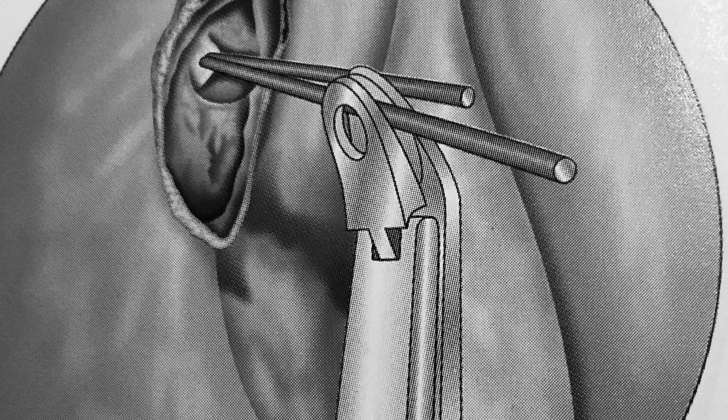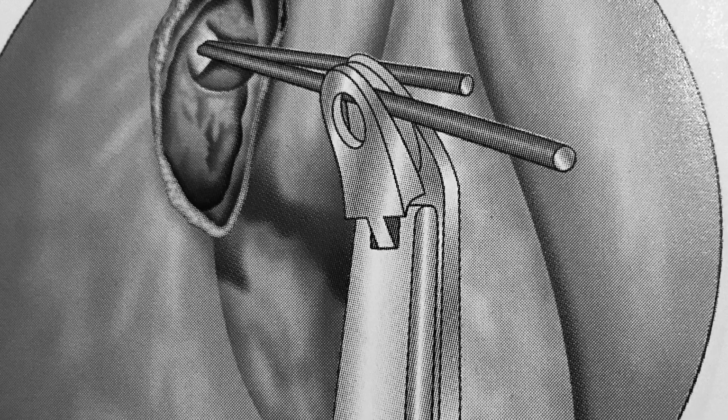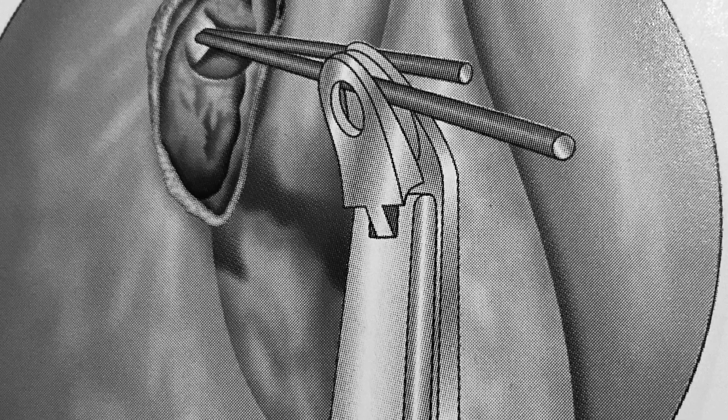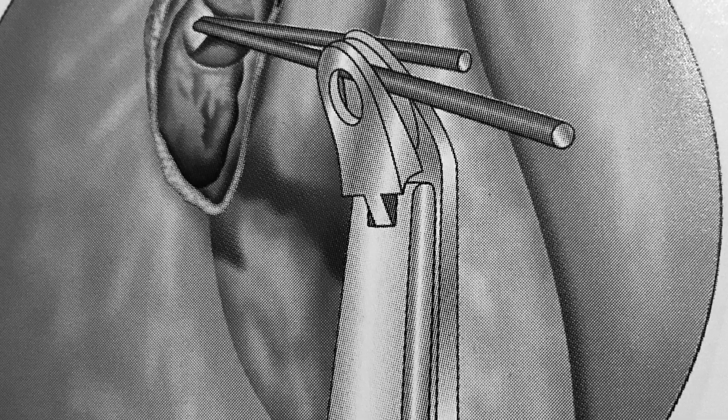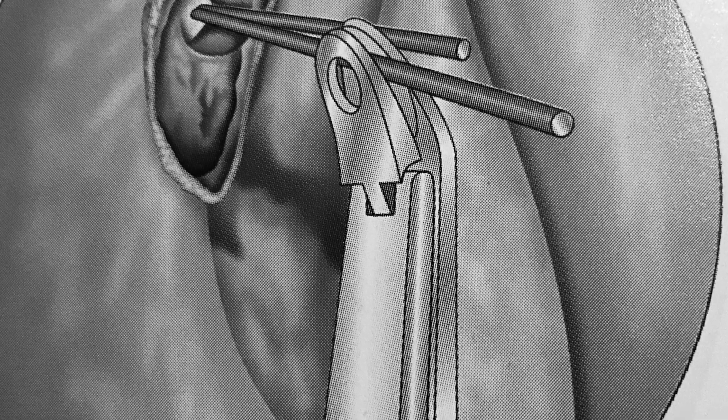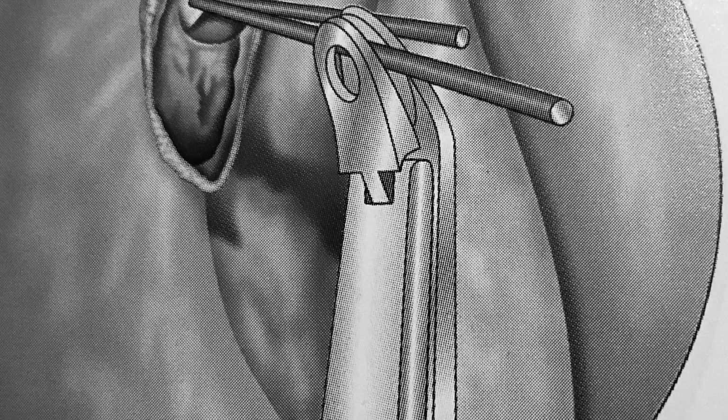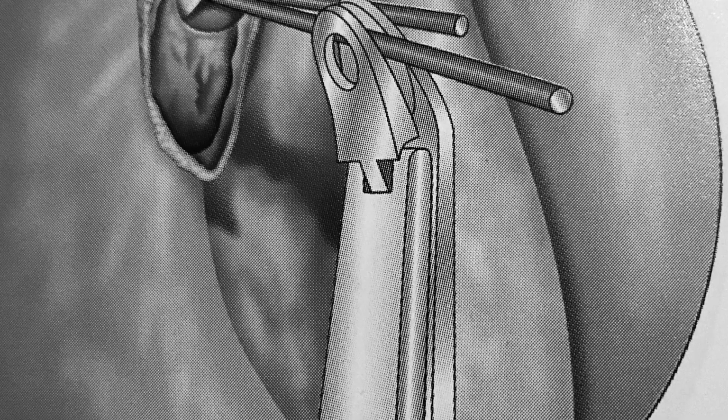Following this, a 14-gauge angiocatheter or blunt needle is employed to create an opening through the conjunctiva. This step is executed at a precise 45-degree angle into the nasal cavity, using what is known as the poke-through technique. The accuracy of this angle is critical to ensure the catheter enters the nasal cavity correctly without complications.